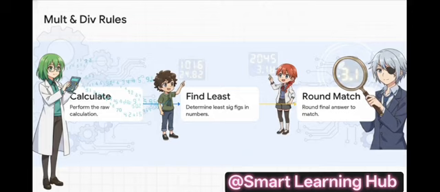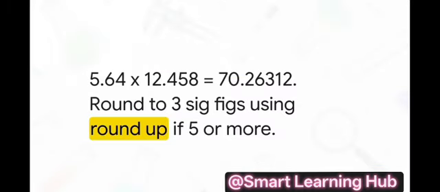I know that sounds like a lot, so let's slow down and look at an example to make sure we've really got it. Here's our raw calculation. 5.64 multiplied by 12.458. Now, if you punch that into a calculator, it spits out 70.26312. But we know for sure that's not our final answer. Look at our original numbers.